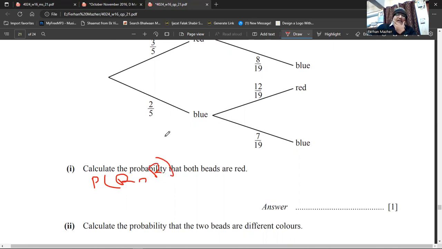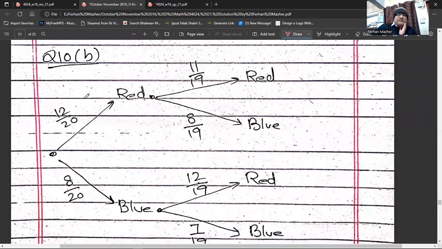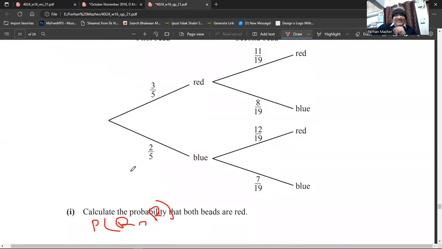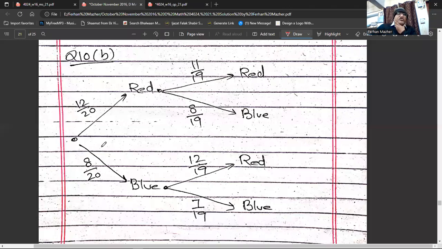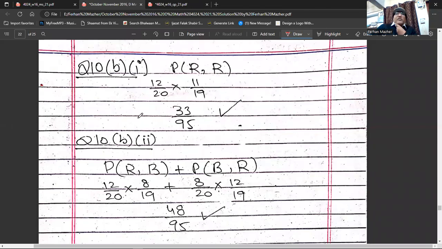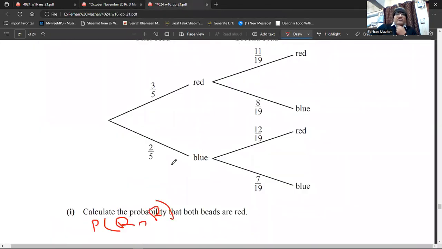Okay, and that will be 3 by 5 multiply 11 by 19. So if you look here, I have done it a little differently. I have multiplied upstairs and downstairs with the 4 to make the denominator 20, because from 95 I know this should be 20. Okay, so it will be simply just multiply this and this. So the probability of the red comma red will be 12 by 20, which is basically 3 by 5. Multiply 11 by 19, that answer will be 33 by 95. 33 by 95 is the right answer, sir. This is the solution. This is how this is done.